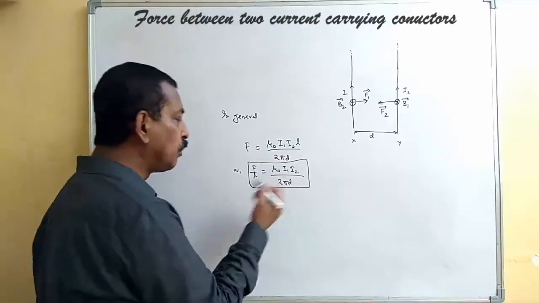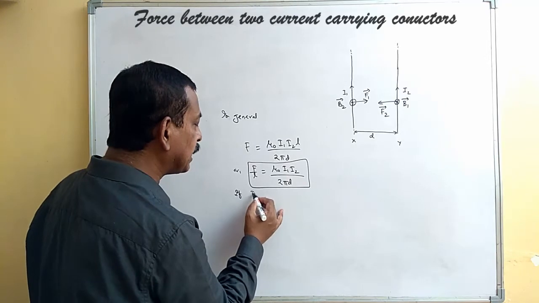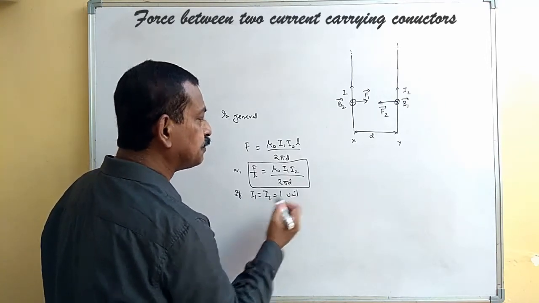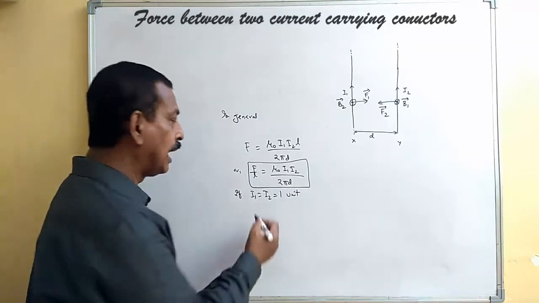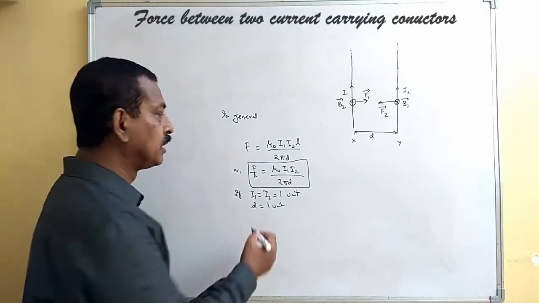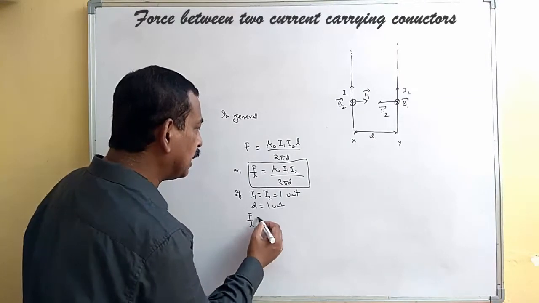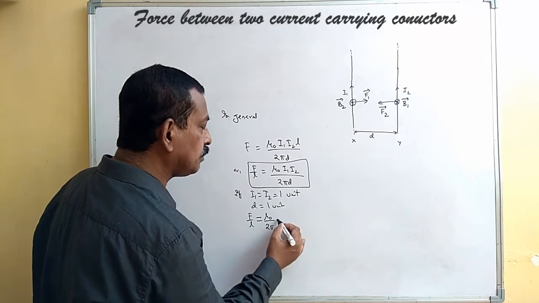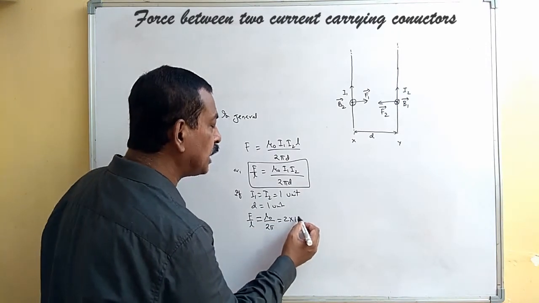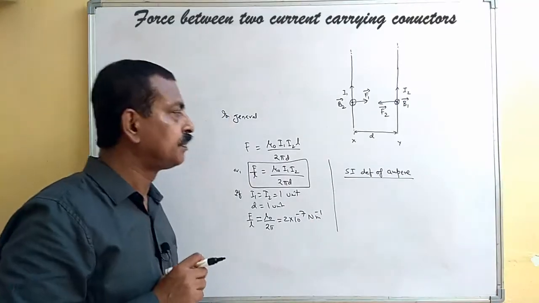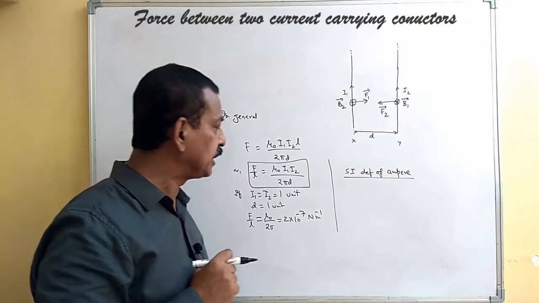Now what we do here: if I take I1 equal to I2 equal to 1 unit, and d is also 1 unit, then what will happen? F/L will be equal to μ0 / 2π, and this is 2 × 10^-7 Newton per meter. So the SI definition of the ampere we can get.